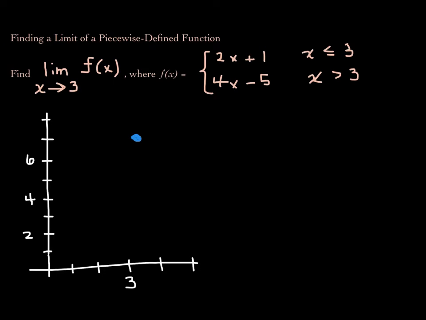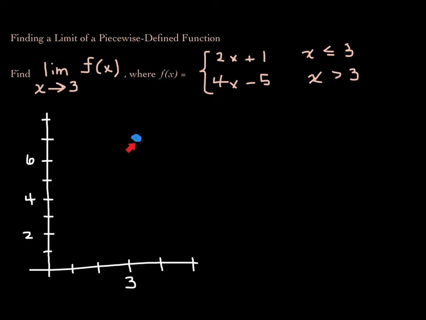All right, so I got my plane going here, this x and y axis, and this is the point 3, 7. What I did is I plugged 3 into this piece. 2 times 3 is 6, 6 plus 1 is 7. So 3, 7, 3, 7, right?